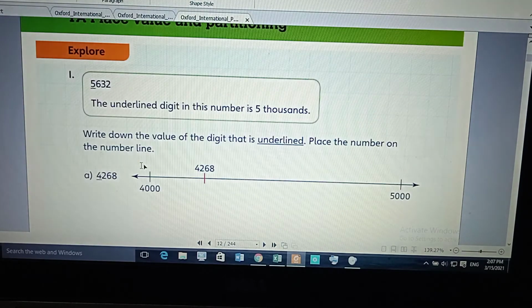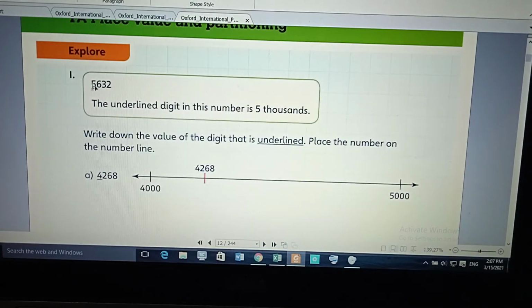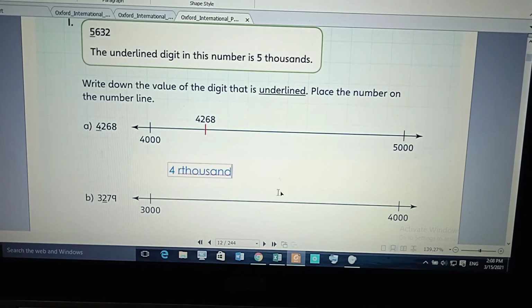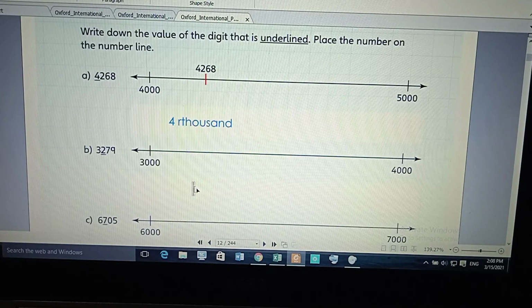Okay, next, the underlined digit in this number is 5000. So we will write the value. Here is 4268. The underlined number is 4 and its value is 4000. Next is 2. Here 2 is 200.